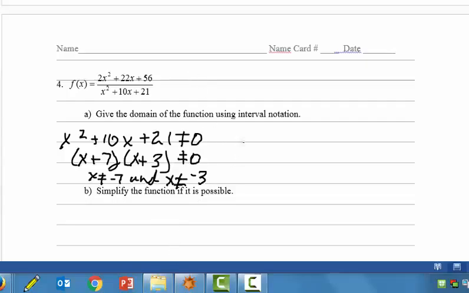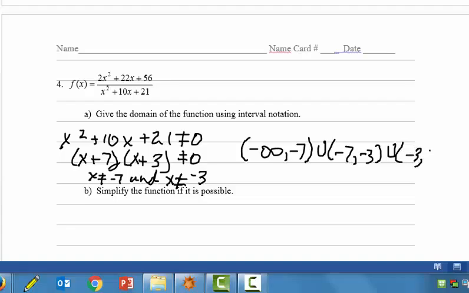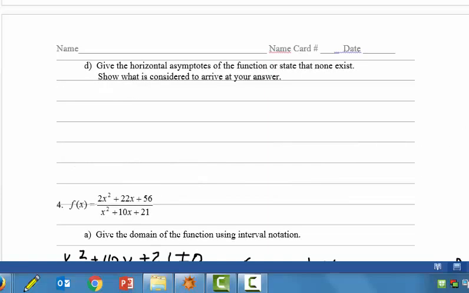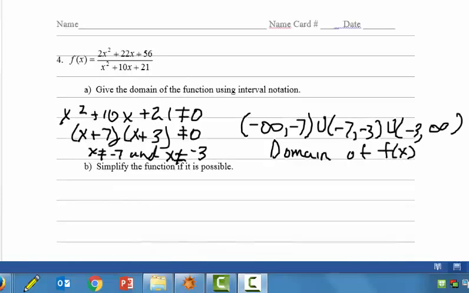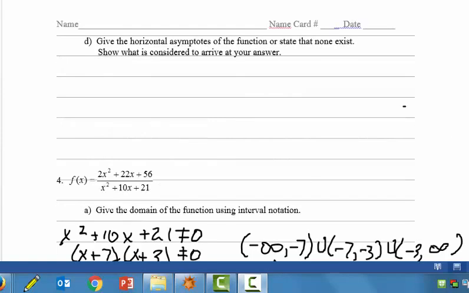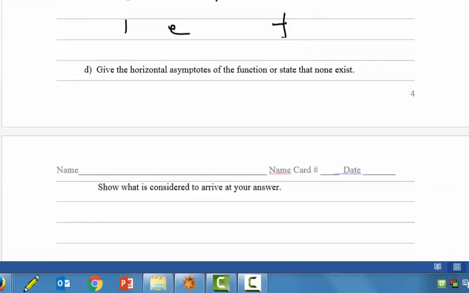Okay, so we want to talk about what x can be. Well, x can be anything to the left of negative 7, any number between negative 7 and negative 3, or any number to the right of negative 3. So that would be my domain. Okay, so the key there is you have to look at the denominator to find the domain of the function.